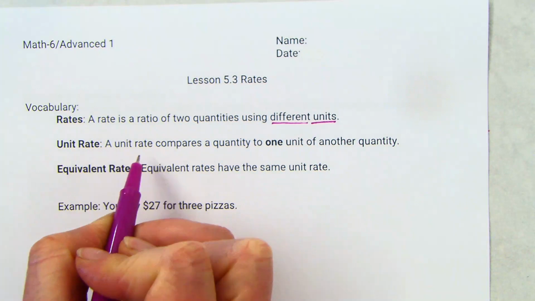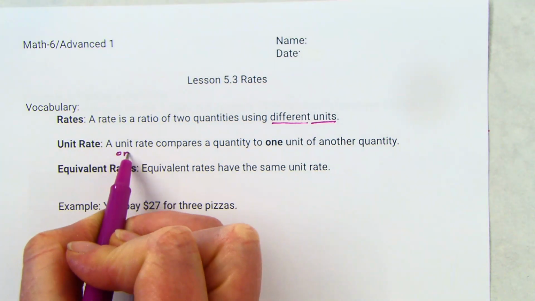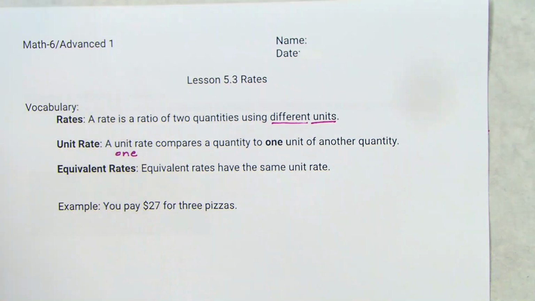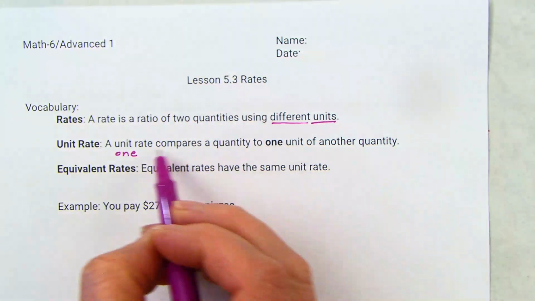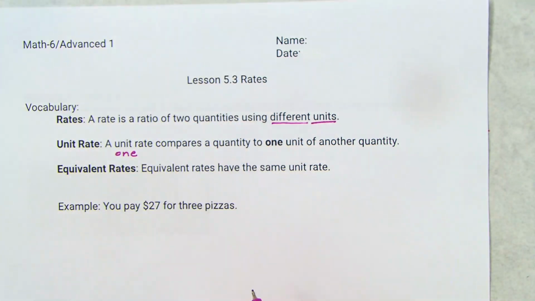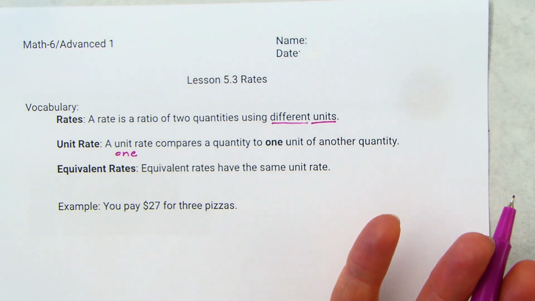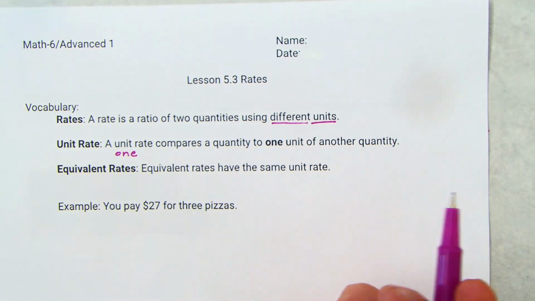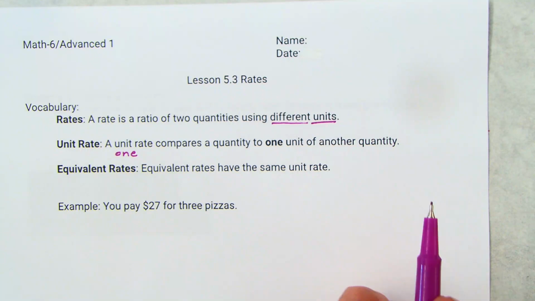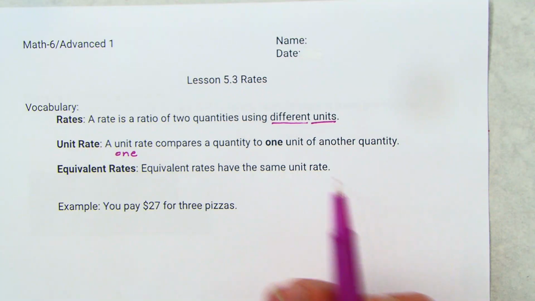Then a unit rate, the word unit means one. When you are using base 10 blocks, sometimes we call that the units because it's one. It compares a quantity to one unit of another quantity. We use units a whole lot at the grocery store when we're trying to compare prices of things and you want to find out which is the better buy on cereal. One cereal comes in a big box and the other cereal comes in a little box, and you're trying to figure out which one is the cheapest. So you have to figure out how much it is, like per ounce or per pound, rather than per box, because the boxes aren't the same size.